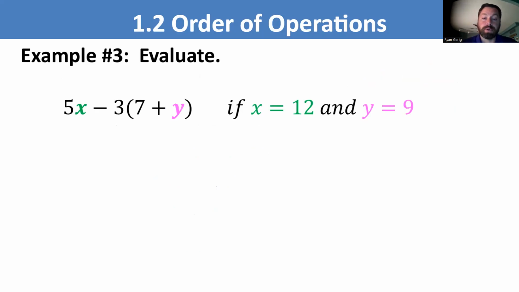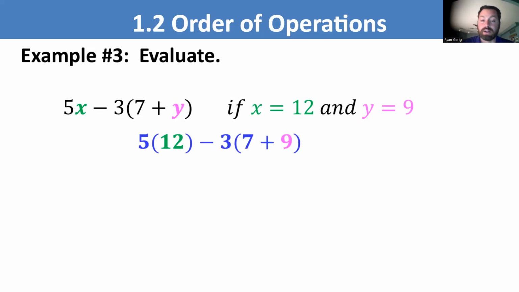So what I'm going to do is replace the x with 12. In doing so, I want to make sure I use parentheses to do that. Whenever you replace a letter with a number, it's a good idea to use parentheses if they're not already there. So 5 times 12 -3, parentheses, 7 plus 9. I don't need parentheses there because I've already got parentheses with 7 plus 9.